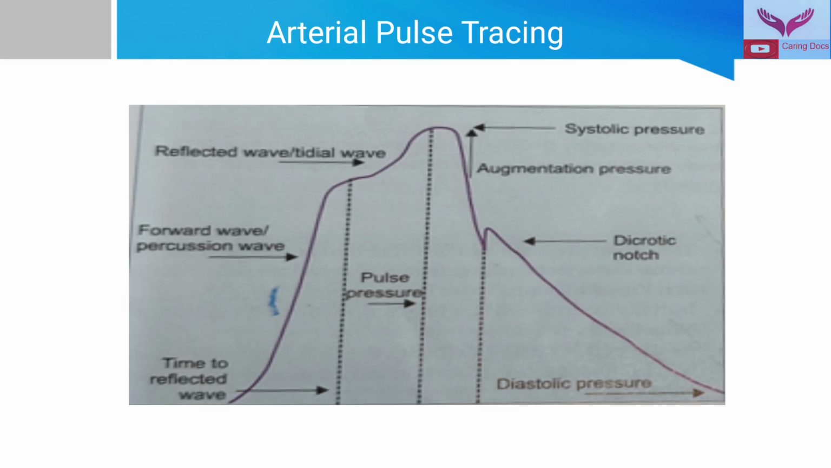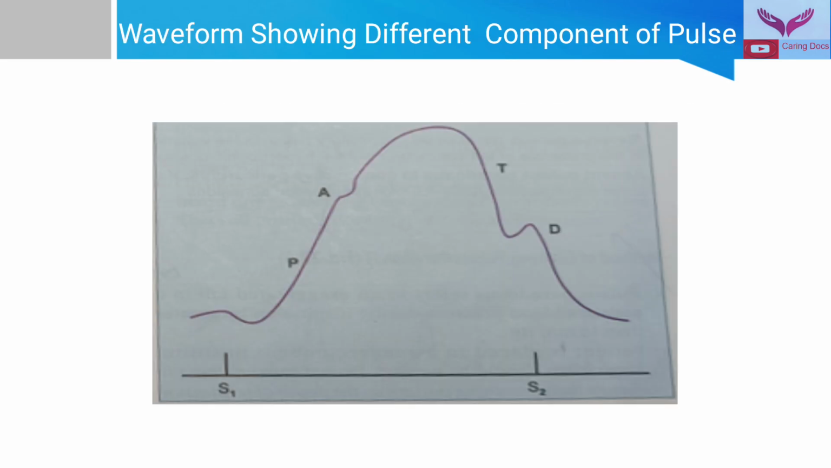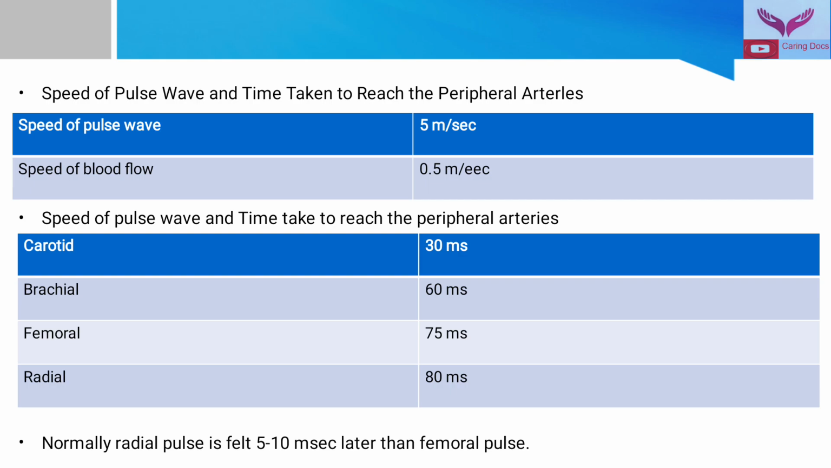So in this diagram we see the forward wave or percussion wave, then we have the reflected wave or tidal wave, then we have systolic pressure, augmentation pressure, and we have a small notch, that is the dicrotic notch. This is how the wave character of the pulse is assessed. These are the various waveforms showing different components of the pulse, that is P, T and D. These are all between S1 and S2.